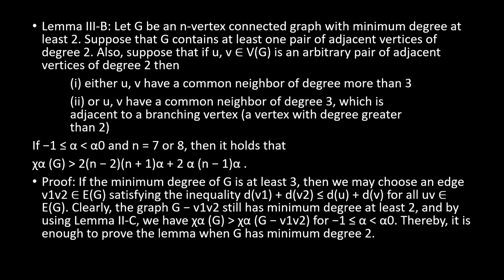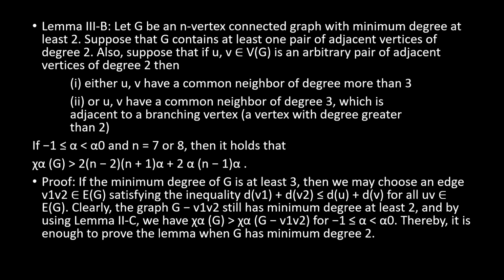Lemma 3b: let G be an n-vertex connected graph with minimum degree at least 2. Suppose that G contains at least one pair of adjacent vertices of degree 2. Also suppose that if u, v belonging to V(G) is an arbitrary pair of adjacent vertices of degree 2, then either u, v have a common neighbor of degree more than 3, or u, v have a common neighbor of degree 3 which is adjacent to a branching vertex, a vertex with degree greater than 2.